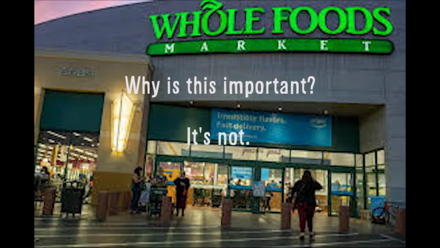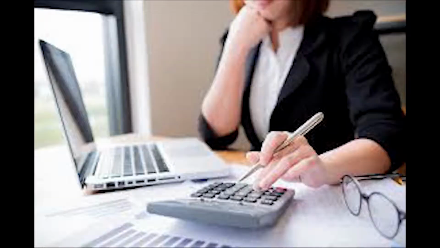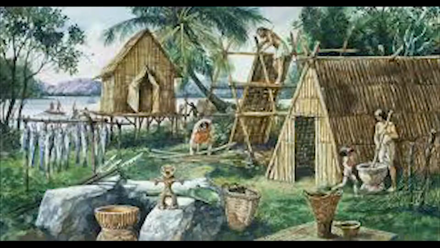Next is Karen. Karen carries her kids to school in a Prius and enjoys shopping at Whole Foods. Why is this important? It isn't. What's important is that Karen is an accountant and also a very competent mother, but mostly the accountant part. Karen also uses a computer because she doesn't live in the Neolithic era.